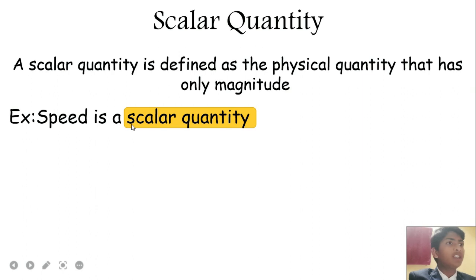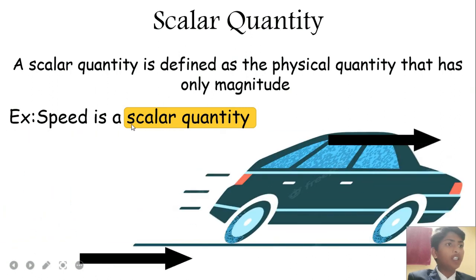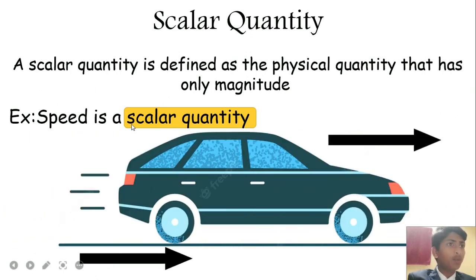First, there are two types of quantities: scalar and vector. Scalar quantity is defined as a physical quantity that has only magnitude. Scalar quantity means it has only magnitude, or a numerical value. Speed is an example of a scalar quantity. Because if we say 20 meters per second, 1 kilometer per second, or 200 kilometers per second, there will be just speed, there will be no direction.